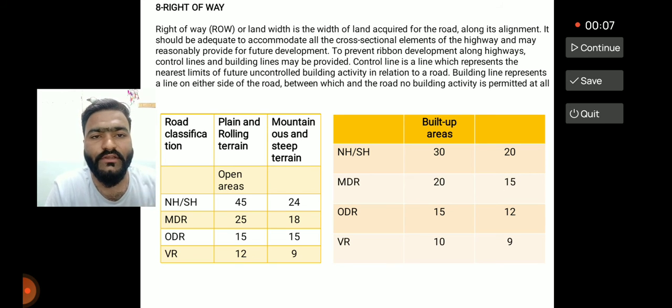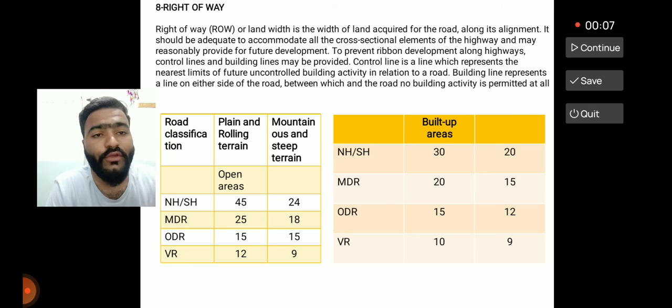Then road classification, as we have seen before, plain and rolling terrain, mountainous and steep terrain, for open areas. For open areas, NH has 45 meters, and 24 meters for mountainous and steep terrain. MDR has 25 meters for plain and rolling terrain, 18 meters for mountainous and steep terrain. ODR has 15 meters for plain and rolling terrain, and 15 for mountainous and steep as well, both are the same. Then VR has 12 meters for plain and rolling terrain, then 9 meters for mountainous and steep terrain. So these are for open areas.